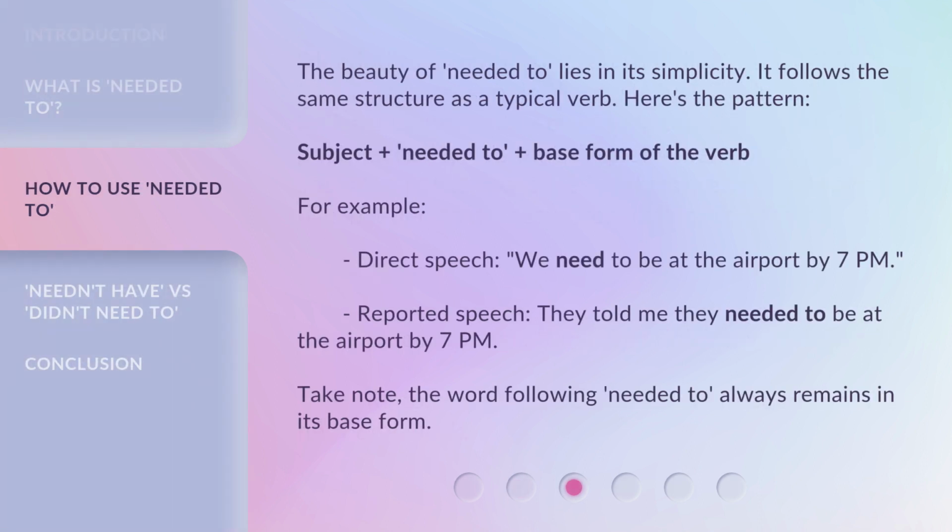The beauty of needed to lies in its simplicity. It follows the same structure as a typical verb. Here's the pattern: subject plus needed to plus base form of the verb. For example, direct speech: we need to be at the airport by 7 p.m. Reported speech: they told me they needed to be at the airport by 7 p.m. Take note, the word following needed to always remains in its base form.